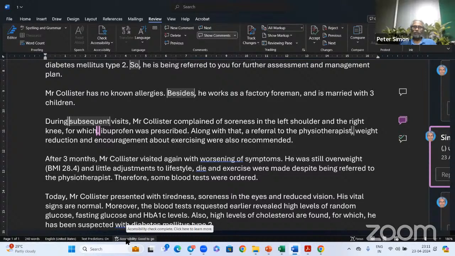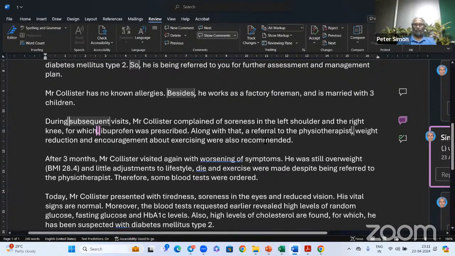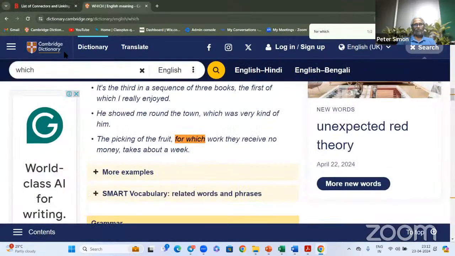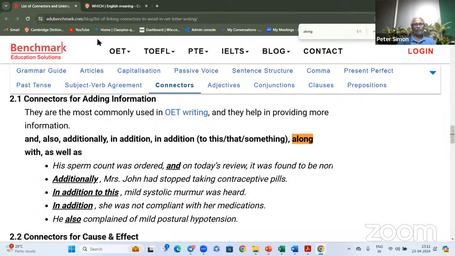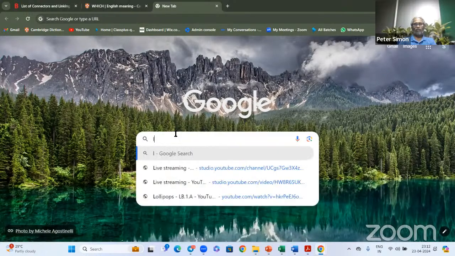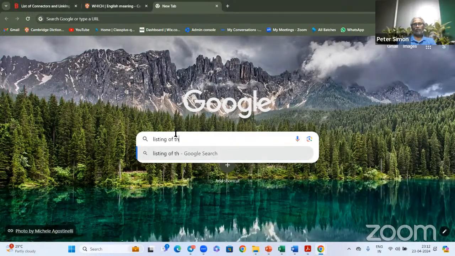Along with that, here you can make a listing of things. We can make a listing of things here. Very good quality. Along with that, I'll show you listing. What is listing of things? Listing of things. Official OET.